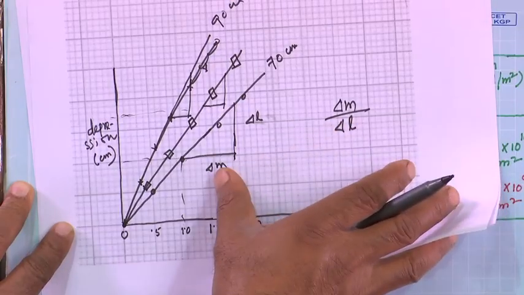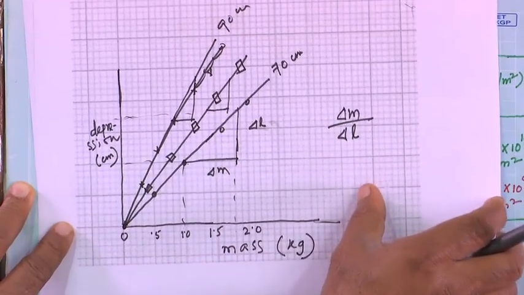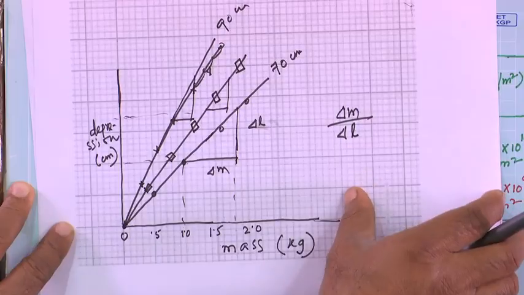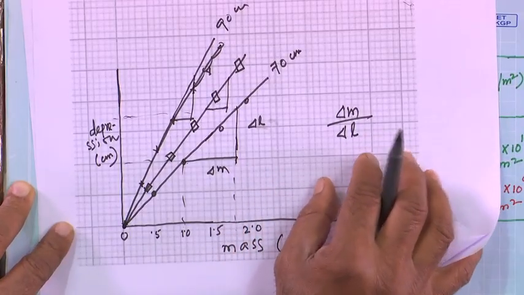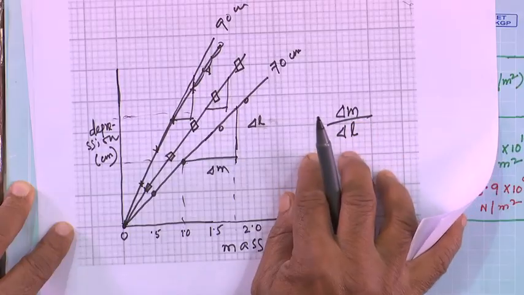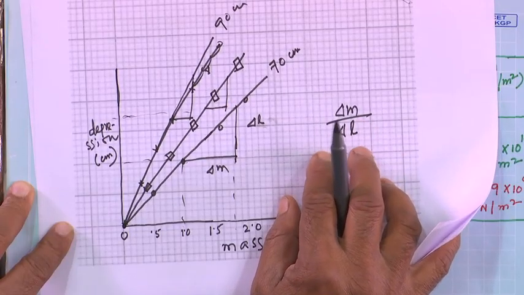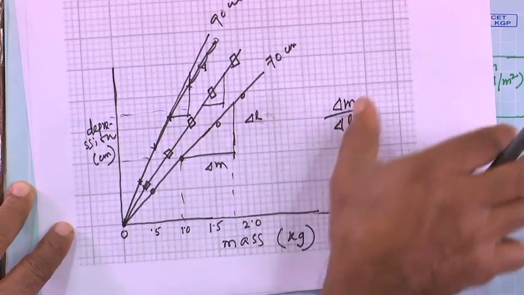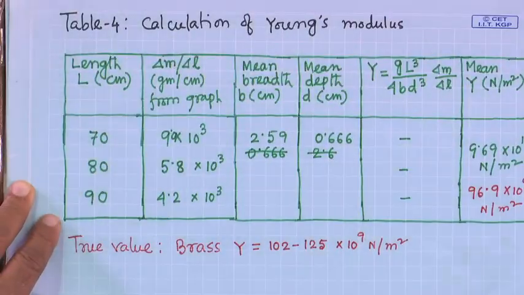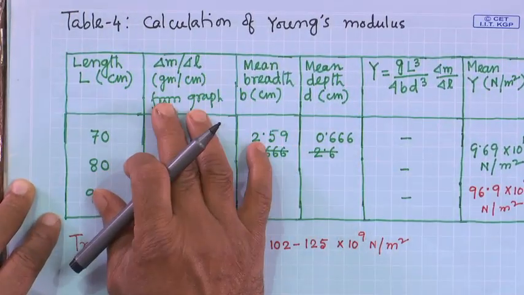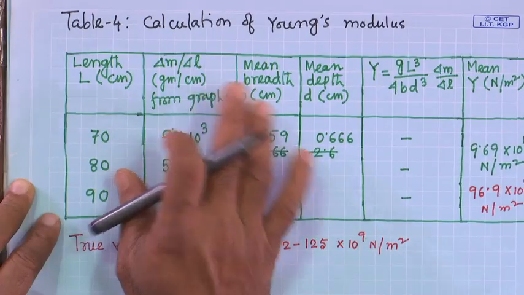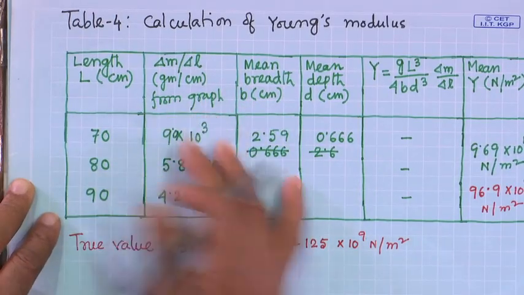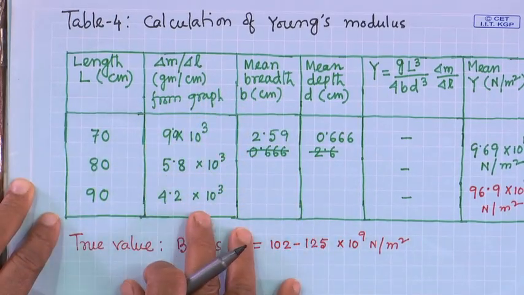So, slope is basically del L by del m, not del m by del L. But in our working formula we need del m by del L. So, you should not write this as slope, okay. It is the inverse of slope. So, you can find it from this graph. This del m by del L unit you should write as gram per centimeter or whatever, from the graph.